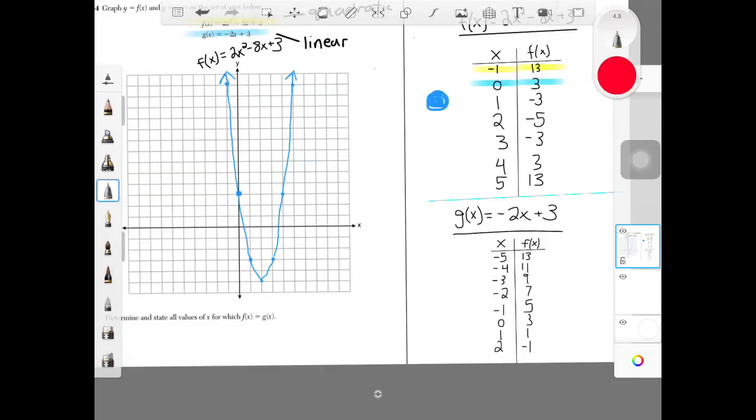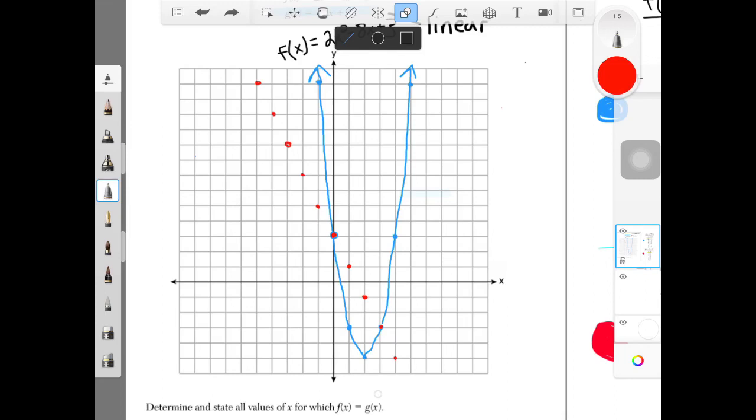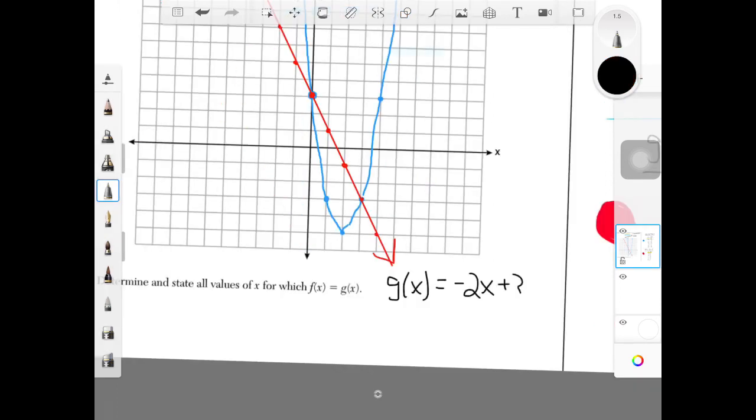Now it's time for me to graph g of x using the color red. The first coordinate I wrote on the table is negative 5, 13, so I'm going to graph that first. You can also graph linear equations by starting at the y-intercept and moving according to the slope, but I decided it would be easier for me to just use the coordinates from my table. After plotting the points, I noticed that they all lined up in a straight line, which is how a linear equation should look on a graph. I connected the points with a straight line, added arrows, and labeled it with its equation.